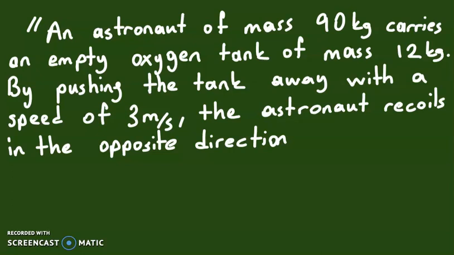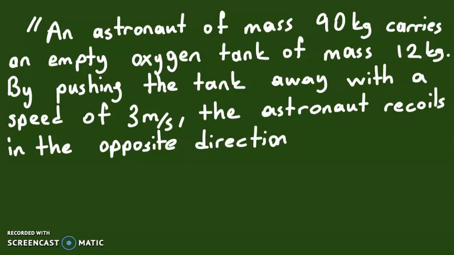Hello everyone. Right now let's solve a question about conservation of momentum. An astronaut of mass 90 kg carries an empty oxygen tank of mass 12 kg. By pushing the tank away with a speed of 3 meters per second, the astronaut recoils in the opposite direction.